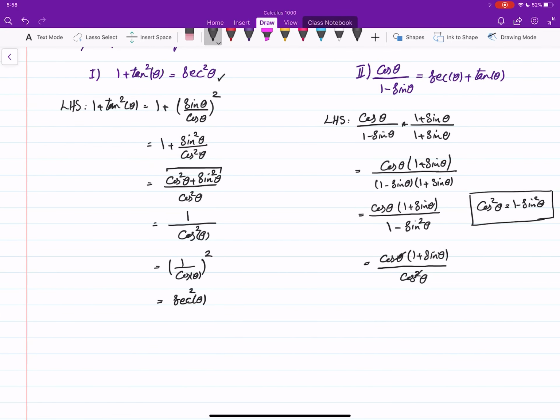And then this cancels with that. We can write 1 plus sine theta in the numerator over cosine theta. Well, we can separate the denominators, and as you can see, this will give us 1 over cosine, which is secant theta, and sine over cosine, which is tan theta. And this is the right hand side.